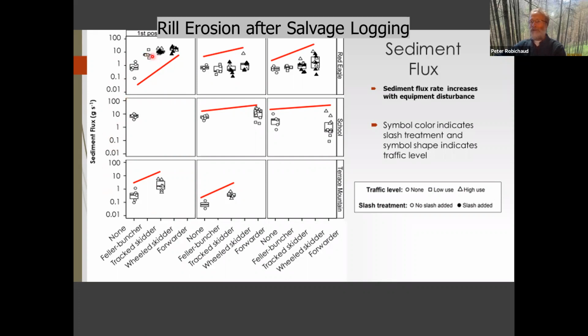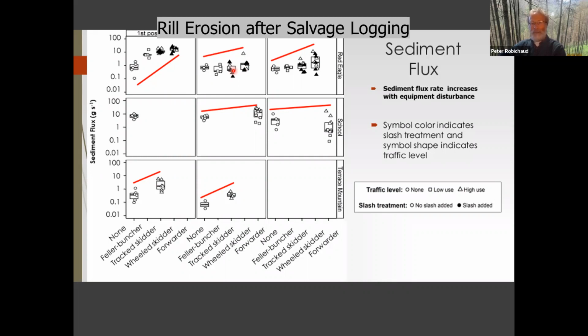Okay, so here's the feller buncher, here is the track skidder, and here's the wheeled skidder. Year 1, year 2, year 3. And you see that the wheeled skidder produces more impact, more sediment than the tracked.